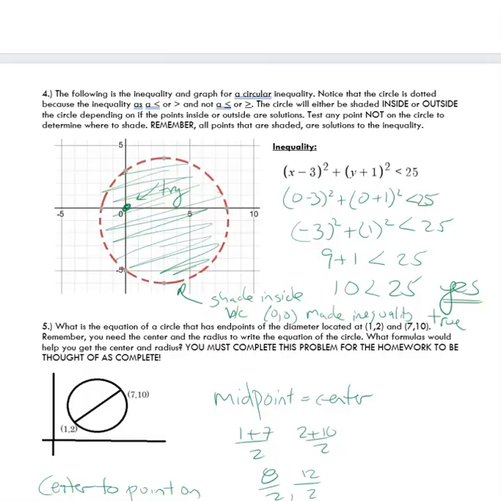Another really good one would have been if you just tried the center. When you put the center in, they both become zeros because it'll be 3 and negative 1, and you'll get 0 is less than 25, which is true, so you would shade where the center was.